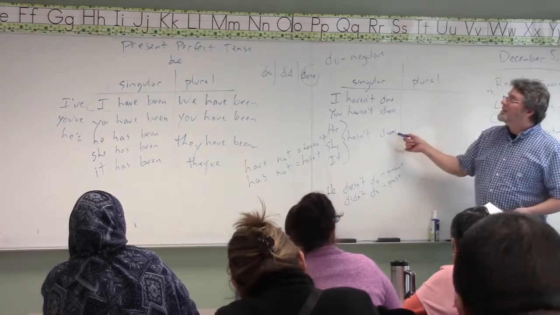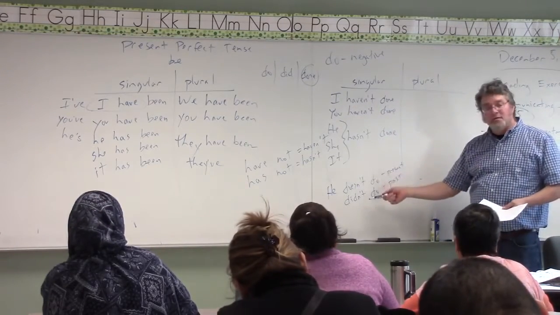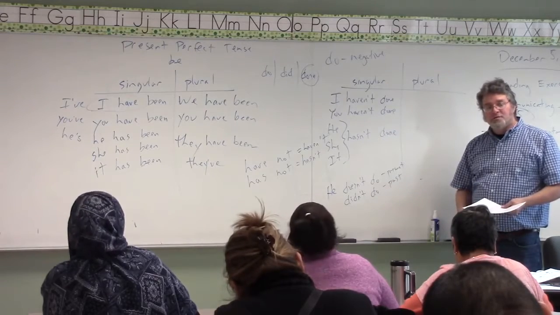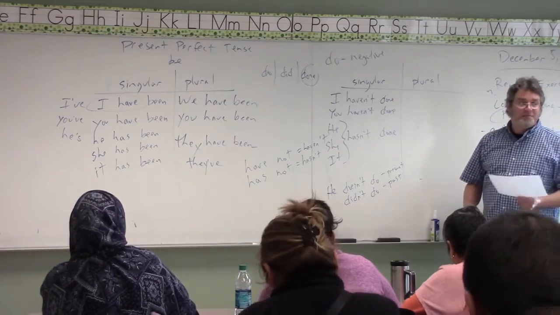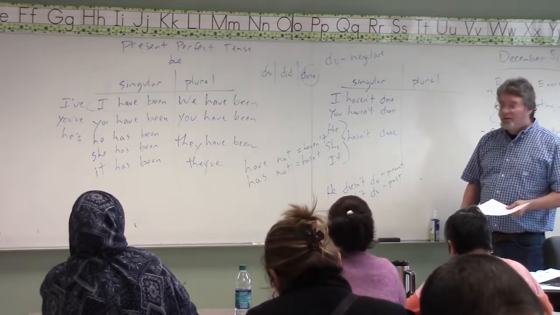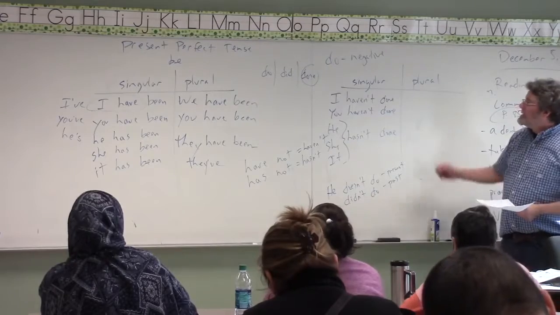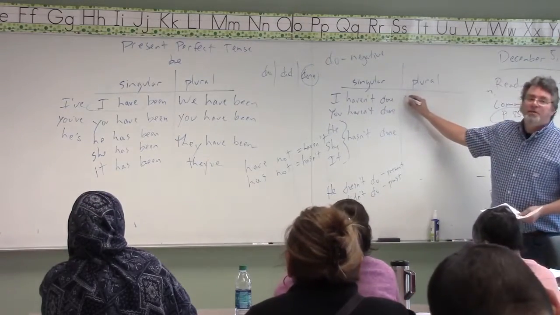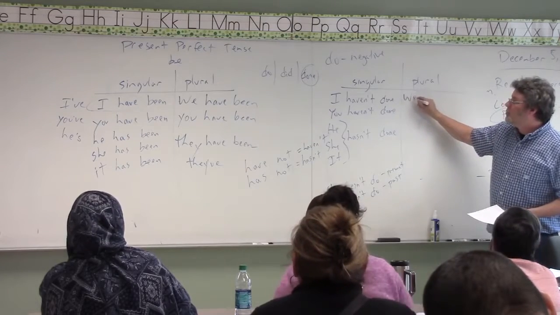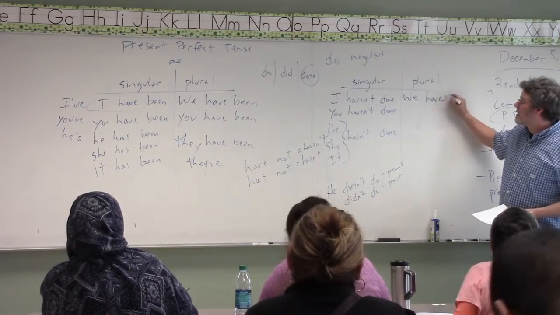Hasn't done is the present perfect tense, negative. So these are all negative. Do you see the differences? Okay, good. Present perfect is very different from the present tense and the past tense. I and you together become we, negative, haven't done.